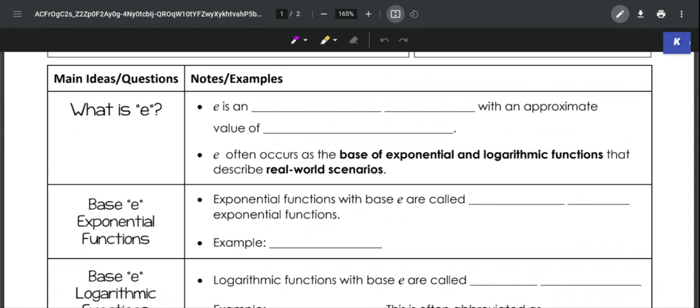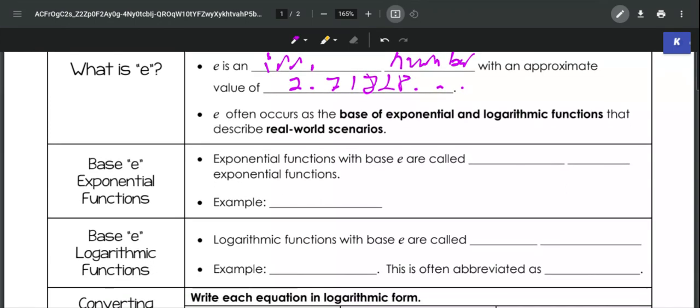So that little e is an irrational number. So you just need to write that it's an irrational number. You could just say r number. It's an irrational number with a value of approximately 2.71828, and then it keeps going. But like I said, it's on your calculator. So it's often used for the base of an exponential or logarithmic function, and it's typically used in real world scenarios.